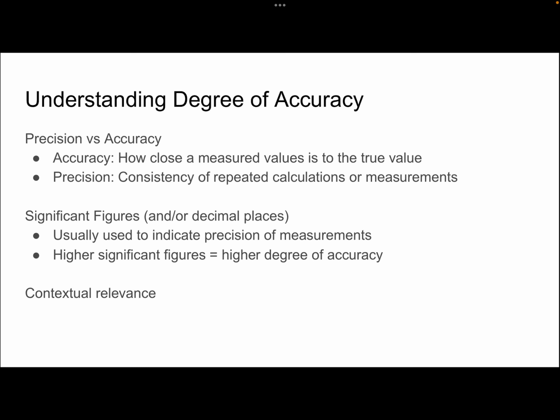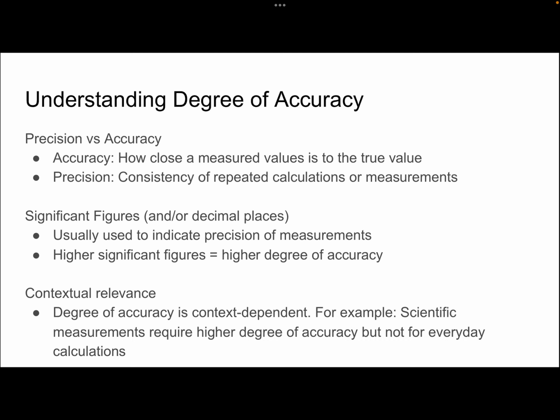Like I said, this is really the main part. How you choose to explain your degree of accuracy is really based on the relevance of the context that's been given to you. So for instance, I'll give you an example here. If you do any scientific measurements, generally, scientific measurements require a very, very high degree of accuracy. But if you look at some of your day-to-day calculations, do you really need that high degree of accuracy? I don't really think so.